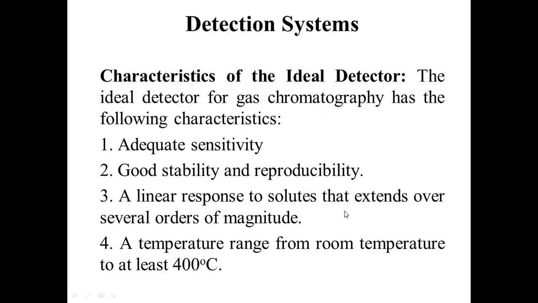Okay, let us move on to the last component of this gas chromatograph, that is the detector. One is the carrier gas, the second one is the sample injection system, the third one will be the column, the fourth one will be the oven, and the fifth one will be the detectors.